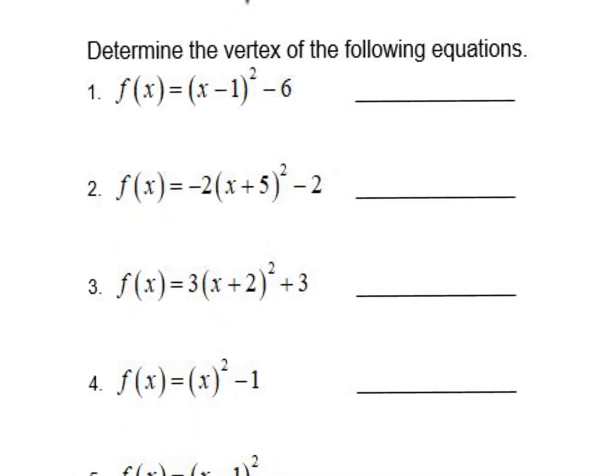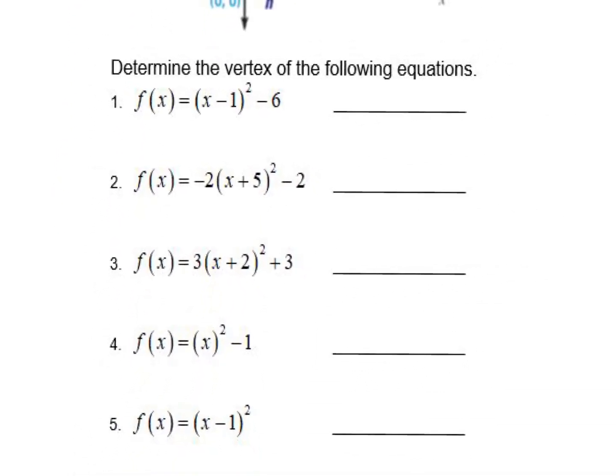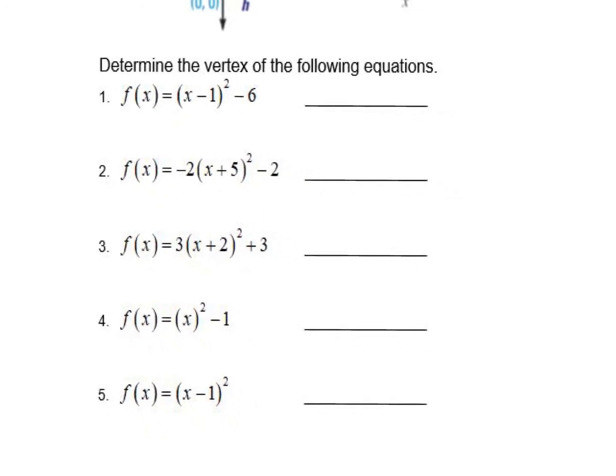So in these 5 problems, we're going to go through and identify the vertex for each equation. In the first one, x minus 1 squared minus 6, our vertex is at h, k, so that's going to be 1 comma negative 6. Number 2, negative 2 times x plus 5 squared minus 2.